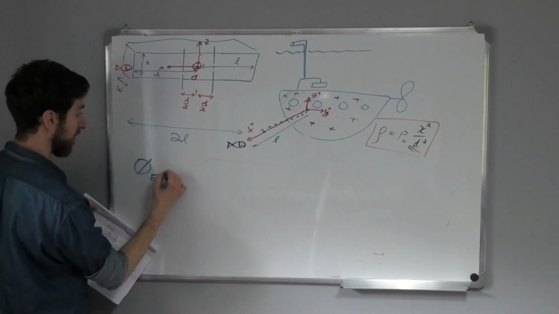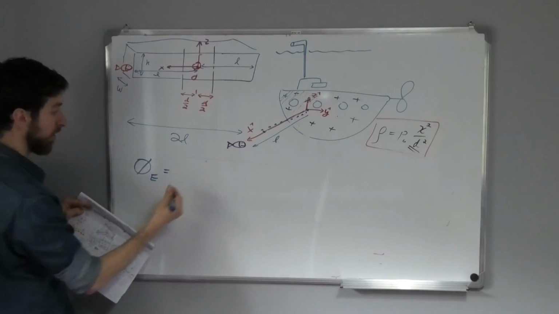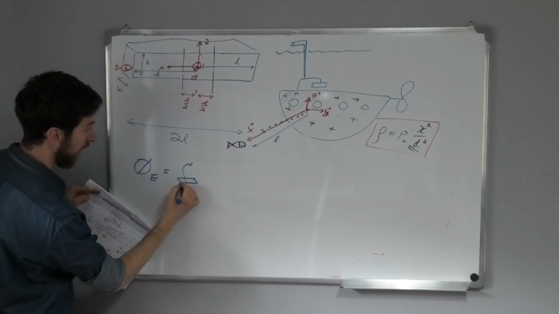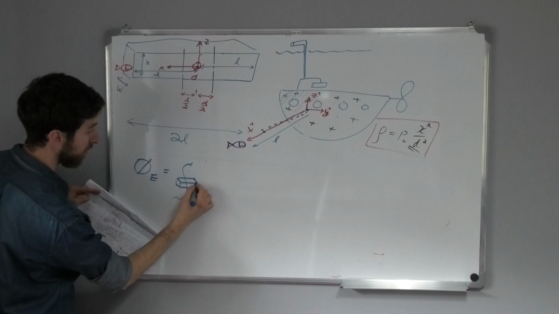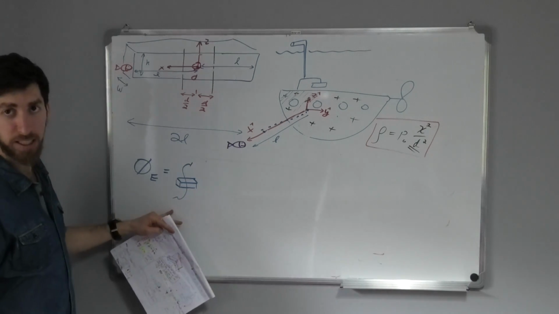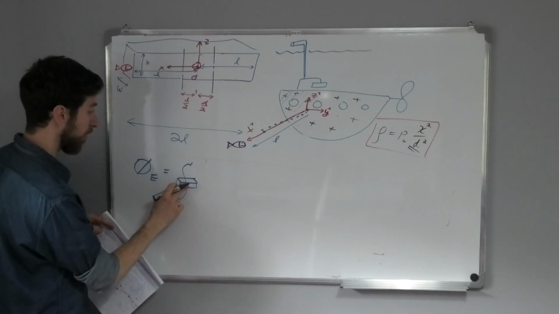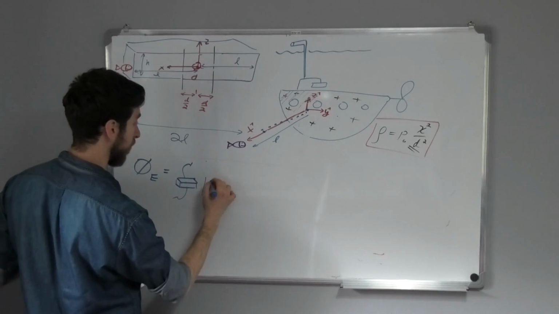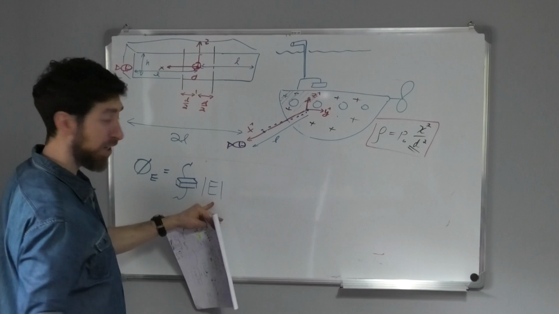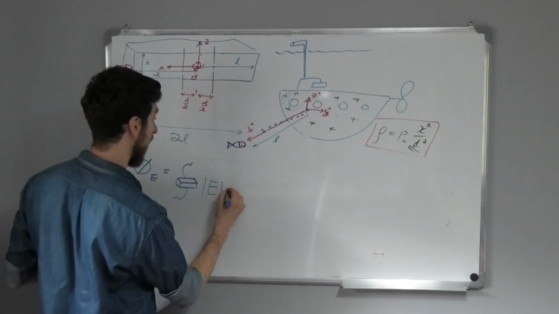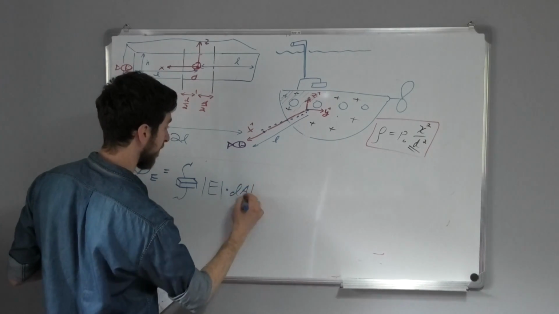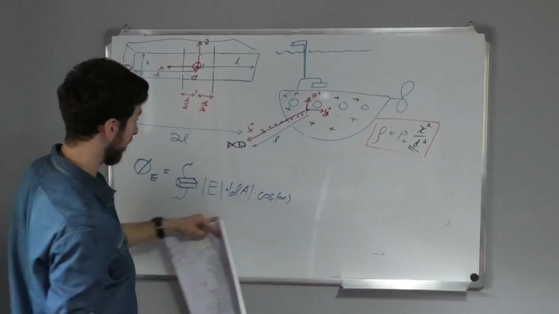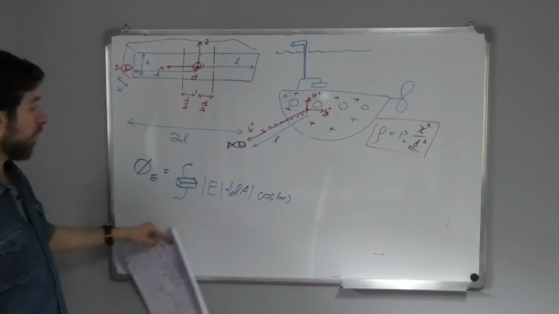So let's write the first side of the equation. The flux from this box equals the integral, and look what I'm doing here. I'm actually drawing the box, okay? This is a thing that I have to do. You don't have to do it, but I think it's helpful. Of the magnitude of E, right? Multiplied by dA, multiplied by the cosine between them. This is the first part, okay?